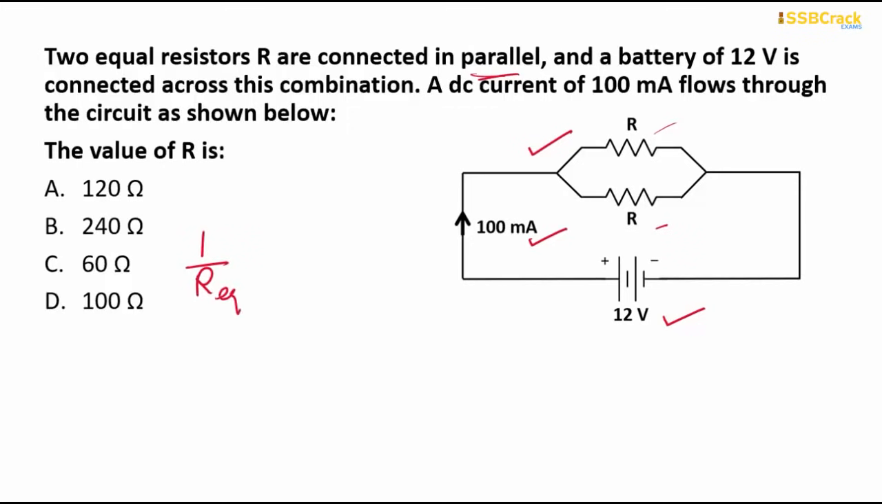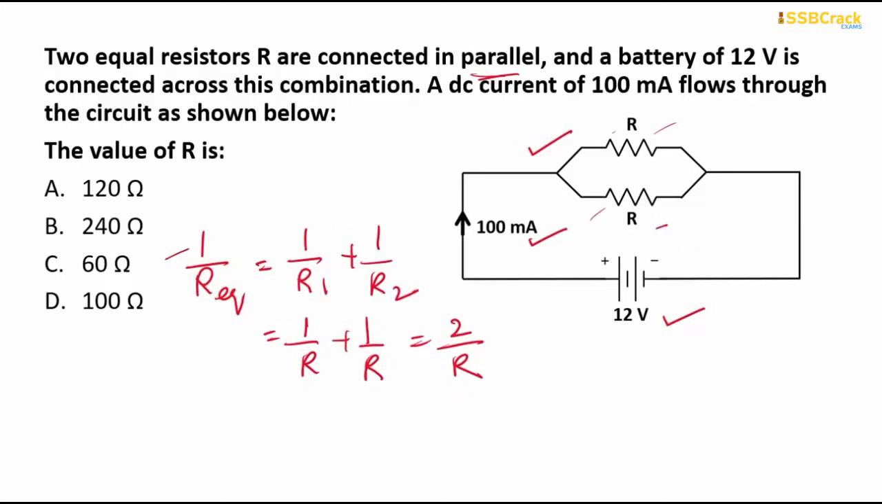If they are connected in parallel, what is the formula? 1 by R equivalent is equal to 1 by R1 plus 1 by R2. This is the formula, right? But here R1 and R2 are both R itself. So 1 by R plus 1 by R is equal to 2 by R. So if 1 by R equivalent is equal to 2 by R, that simply means R equivalent is equal to R by 2. This is the equivalent resistance.